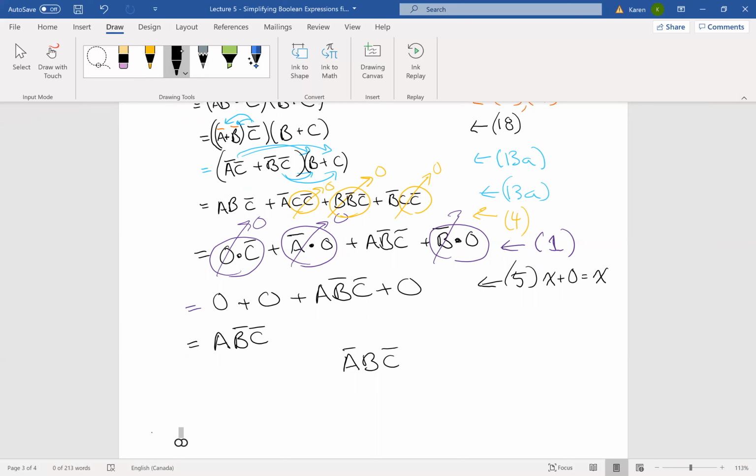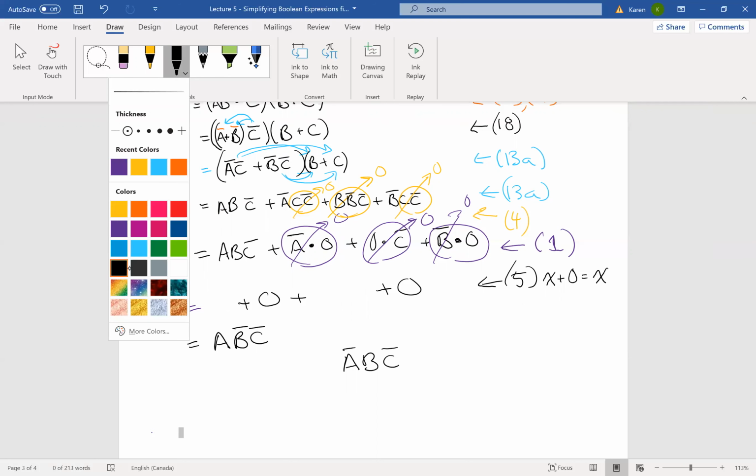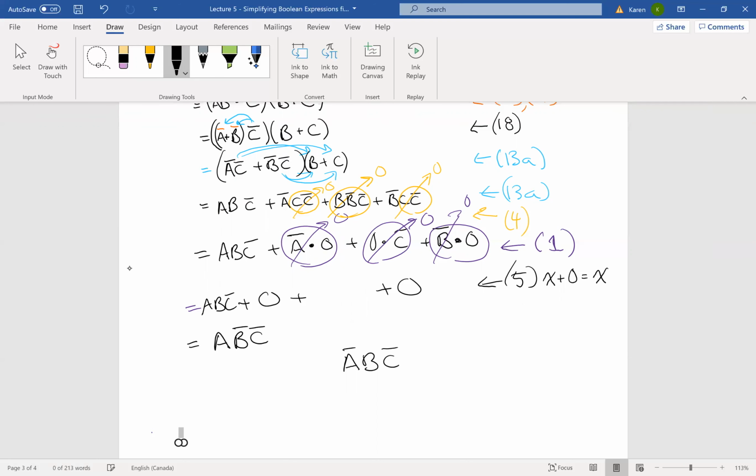This one would have been okay. This one would have gone to 0. All right. So then this one would have been A, B, C bar. And this one would have been B, B bar, C, which would have been 0 going to C, which in itself becomes 0. And I hope that the astute student is following along correctly here.